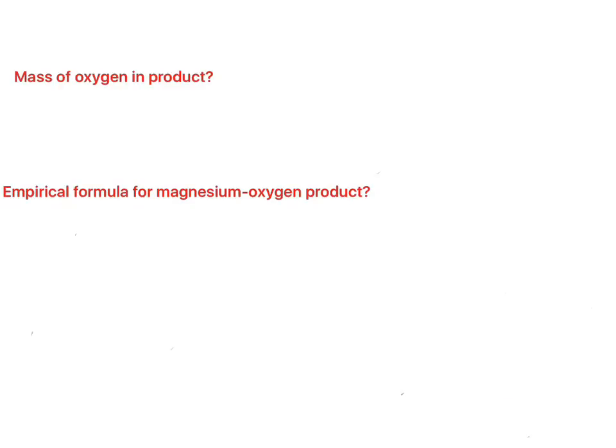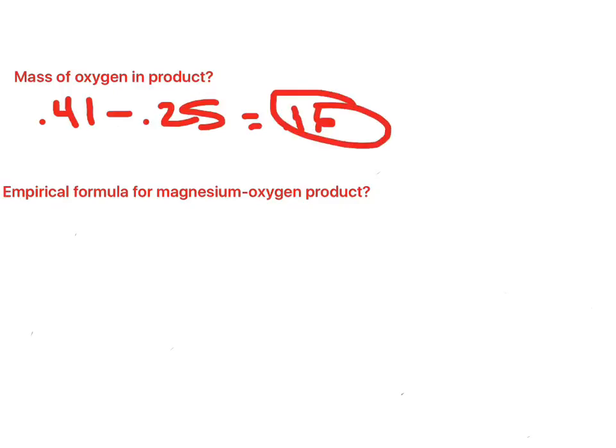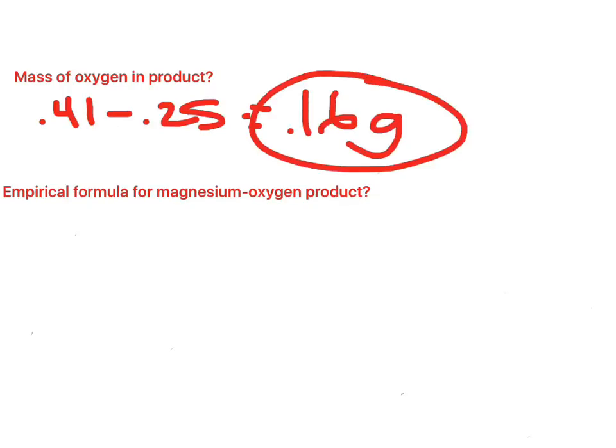So, let's write that out. 0.41 minus 0.25 equals 0.16. So this is your answer. Alright. So now we're going to find the empirical formula for magnesium oxygen product.